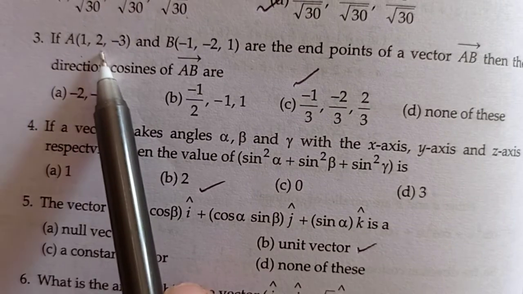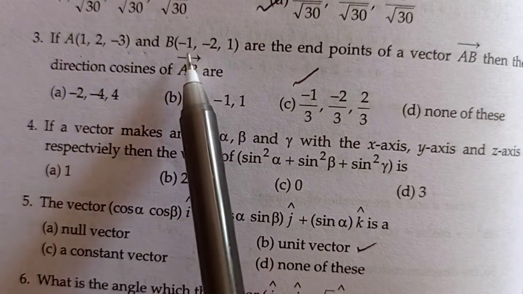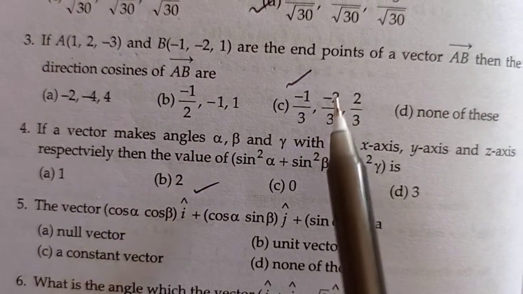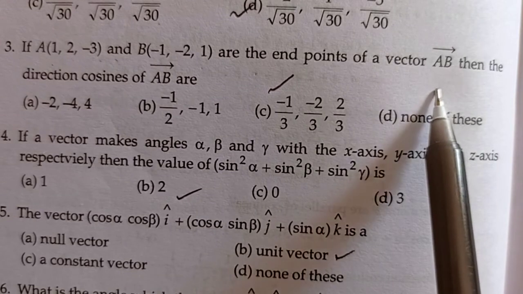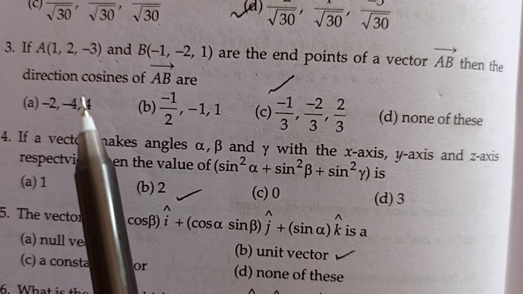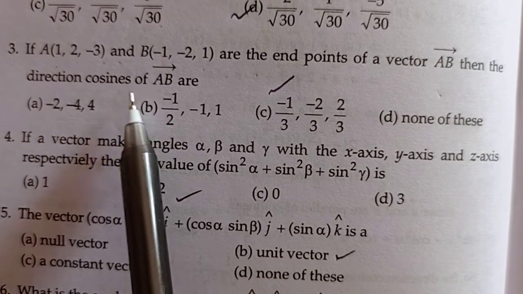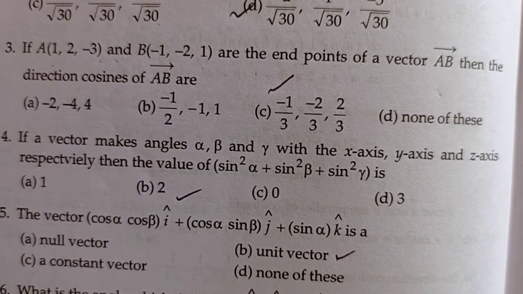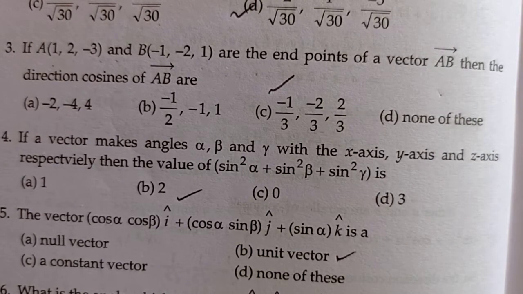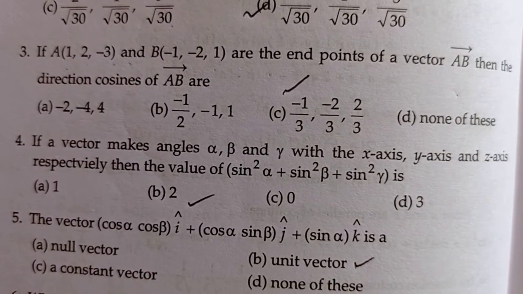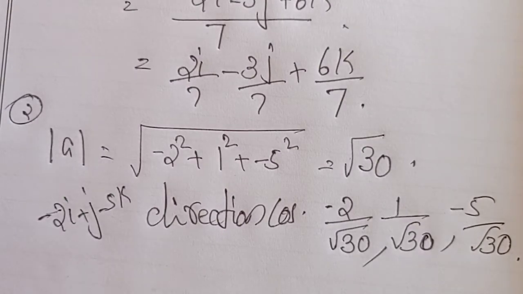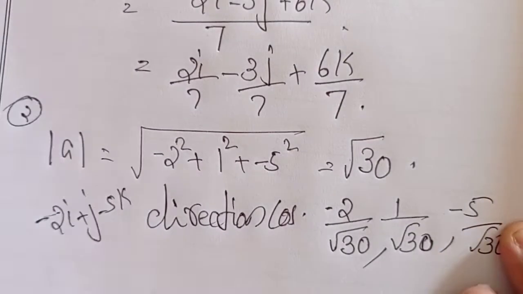Then copy the third question. If A (1, 2, minus 3) and B (minus 1, minus 2, 1) are the endpoints of the vector AB, then the question is the direction cosines of AB. If 2 points are given, how can you find the AB vector? Yes, OB minus OA. All of you write, OB minus OA.